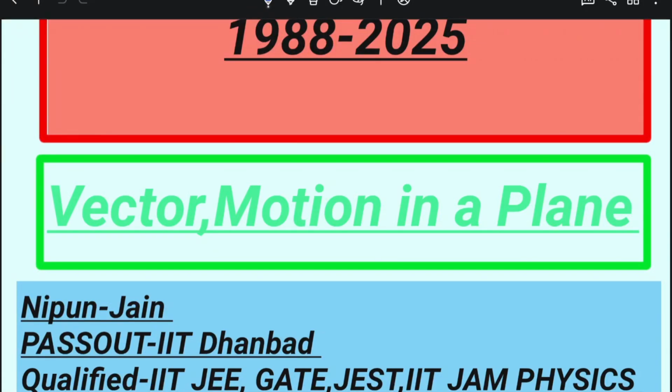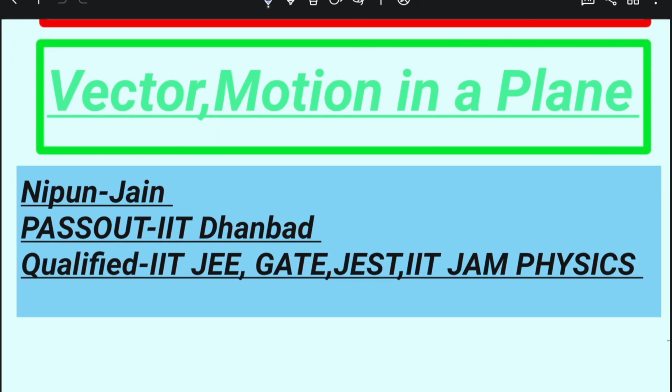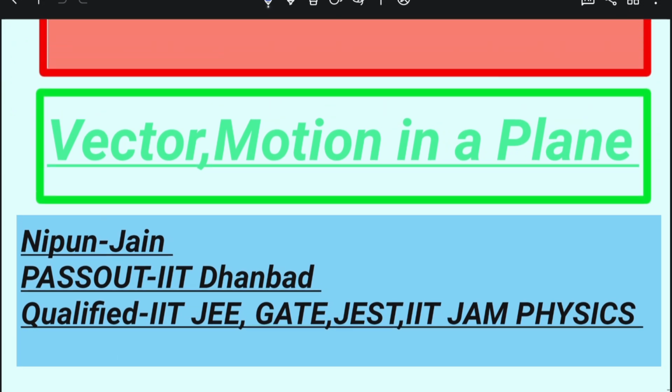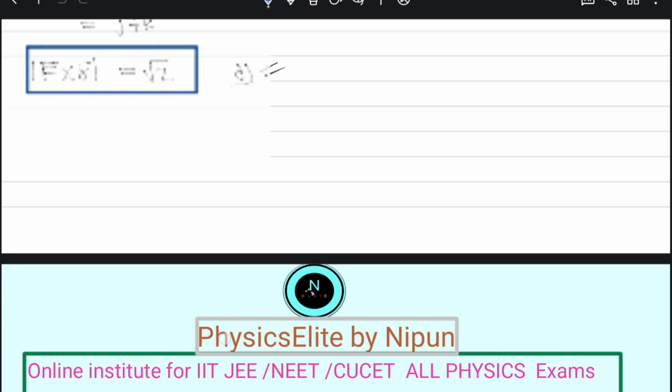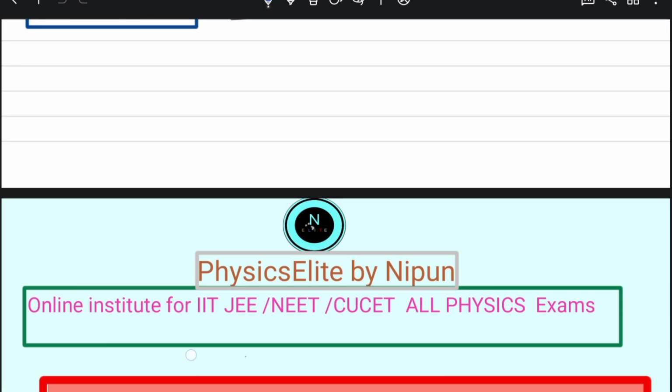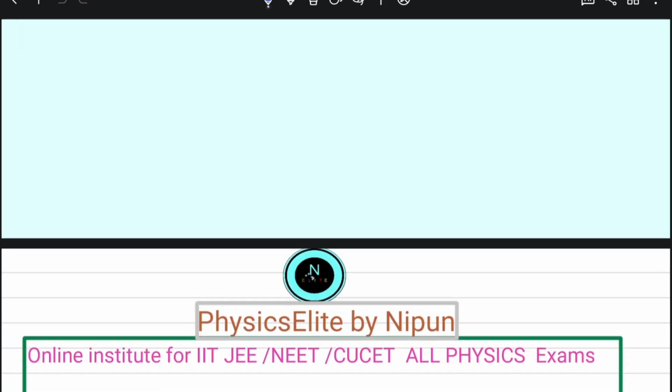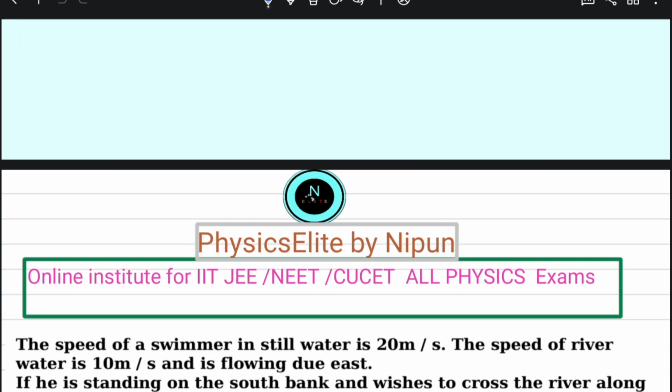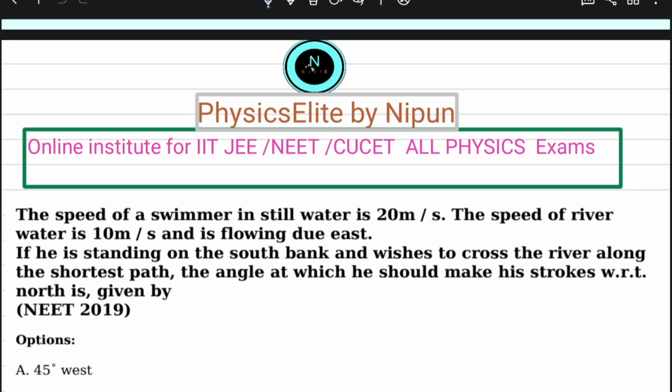So in the previous video, I already solved PYQs of projectile motion, right? So today we are going to solve the next PYQs of motion in a plane. And in the last video, I already solved till 2022, right? And now today we are going to solve other PYQs of vectors and projectile motion, right?